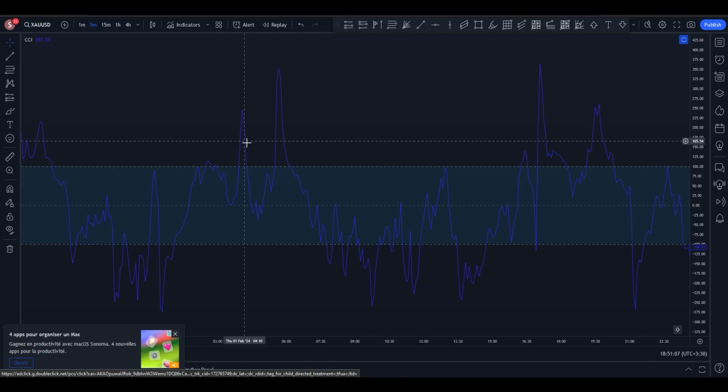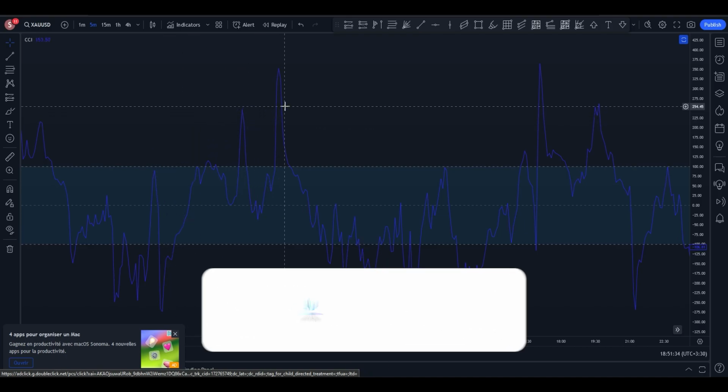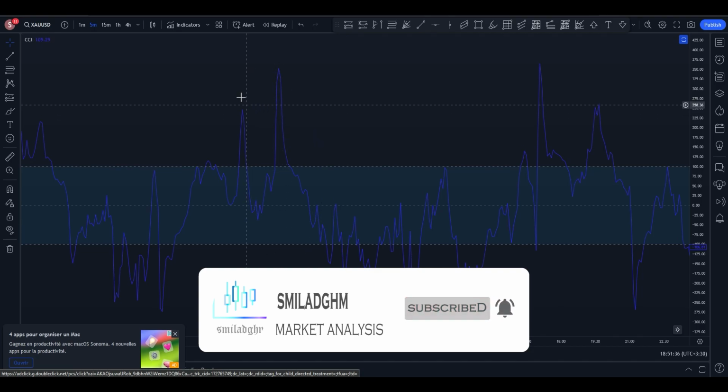Divergence. When the CCI and the price diverge, it indicates a weakening trend or potential reversal. For example, if the CCI is rising but the price is falling, it suggests that the downtrend is losing momentum and may soon reverse. Conversely, if the CCI is falling but the price is rising, it suggests that the uptrend is losing momentum and may soon reverse.